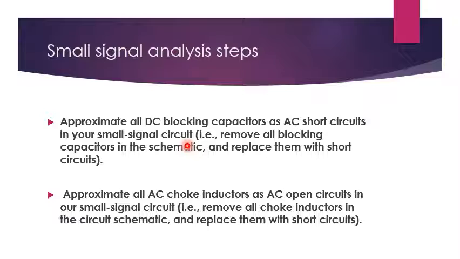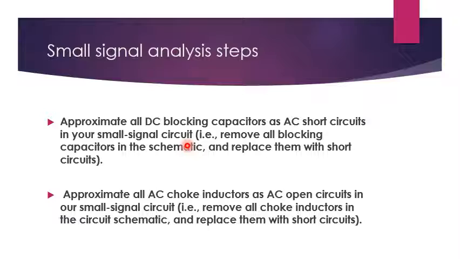It means what? Your capacitor blocks DC and it bypasses AC. Okay, blocks DC and bypasses AC. So if there is any DC blocking capacitor, treat it as an AC short circuit. Okay, so remove all blocking capacitors in the schematic diagram and replace them with a short circuit. I think you are clear now.